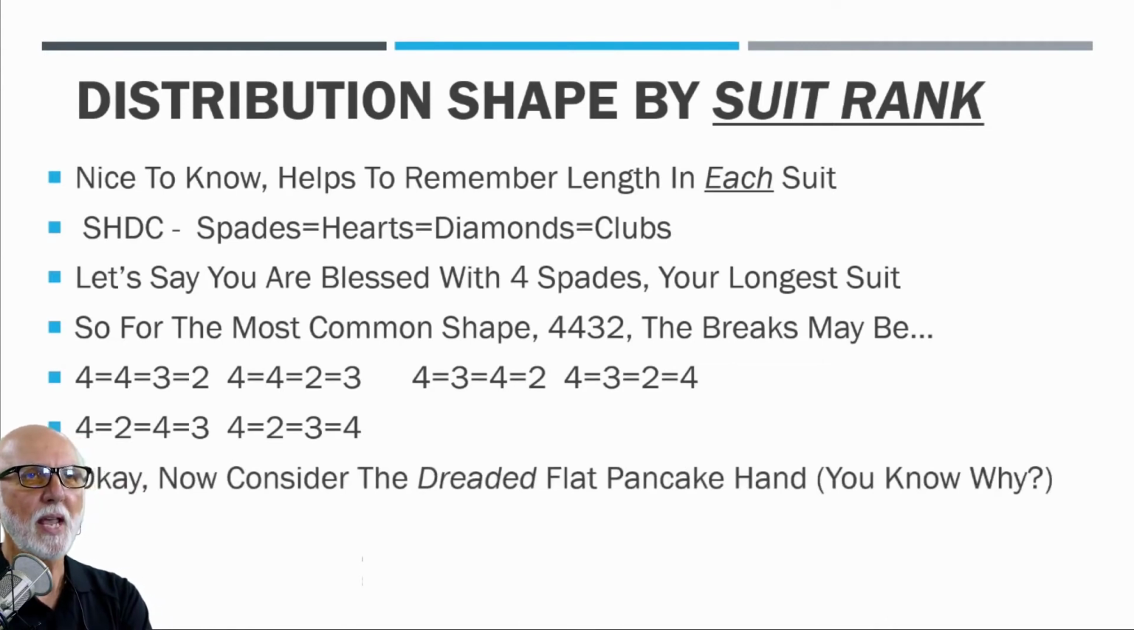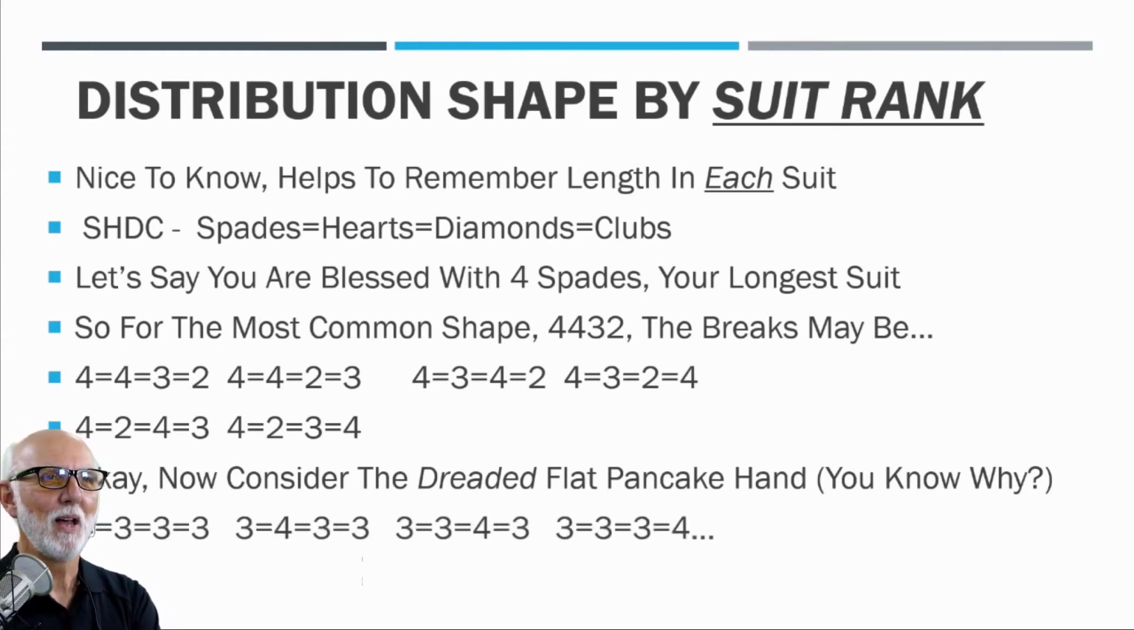So, okay, now let's go ahead and consider that dreaded flat pancake hand. Any of you out there, do you know why a 4-3-3-3 shape, I don't care where your 4-card suit is, and there's only 4 combinations, right? Because they have to be 3-3-3 in the other 3 suits. Why is a 4-3-3-3 a problem? Anybody out there got an idea?